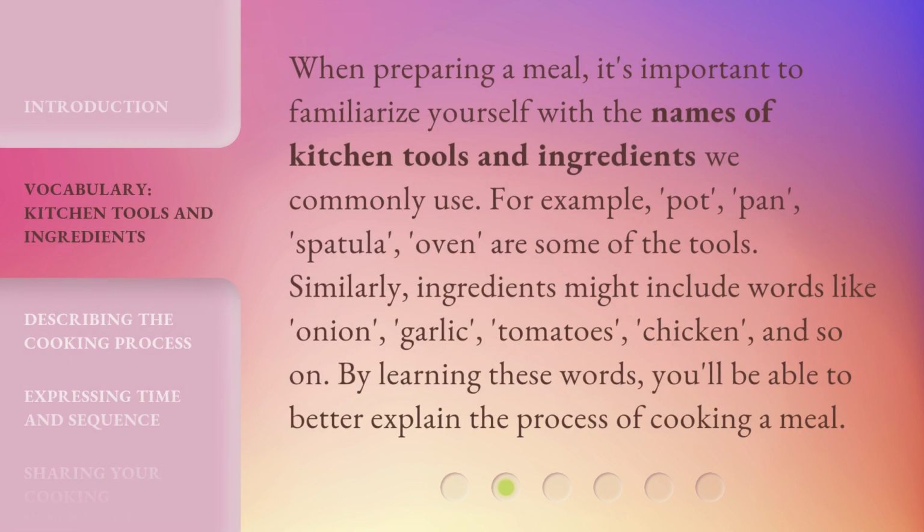When preparing a meal, it's important to familiarize yourself with the names of kitchen tools and ingredients we commonly use. For example, pot, pan, spatula, oven are some of the tools. Similarly, ingredients might include words like onion, garlic, tomatoes, chicken, and so on. By learning these words, you'll be able to better explain the process of cooking a meal.